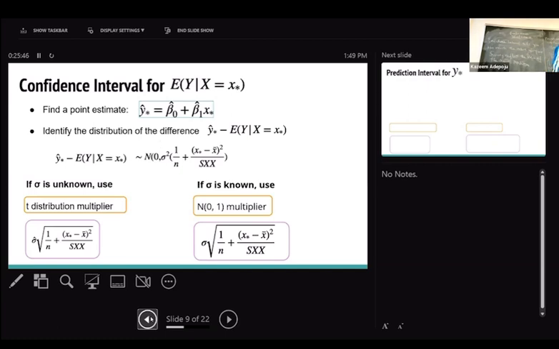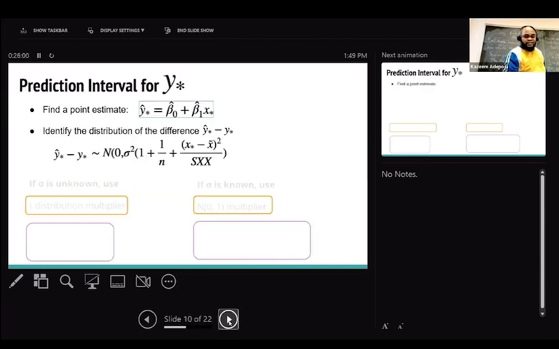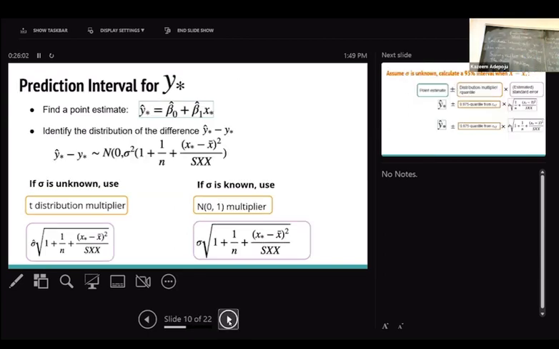Do you see 1 plus inside the square root? No, that is different. The one with the mean does not have 1 plus. But the individual one actually has plus 1 more. Look at that. 1 plus. You see that?